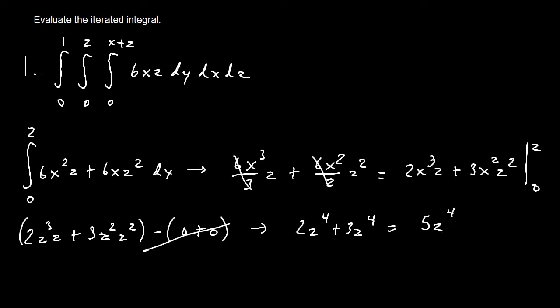So now the very outer integral is from 0 to 1 with respect to z. So we're going to take the integral from 0 to 1 of 5z to the 4th with respect to z. Now the integral of 5z to the 4th is 5z to the 5th over 5, which is just z to the 5th. So now we can go ahead and evaluate that from the z bounds of 0 to 1. When I plug in 1 for z, we'll just get 1 to the 5th, which is 1, minus when I plug in 0 for z, we'll get 0, so the final answer is 1.